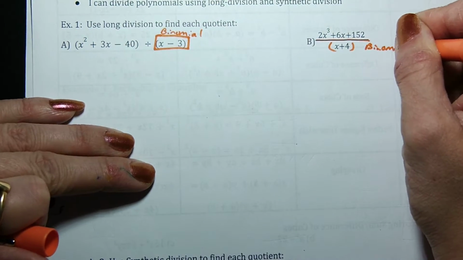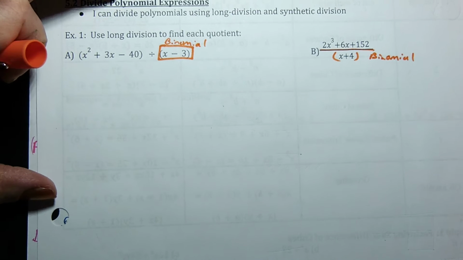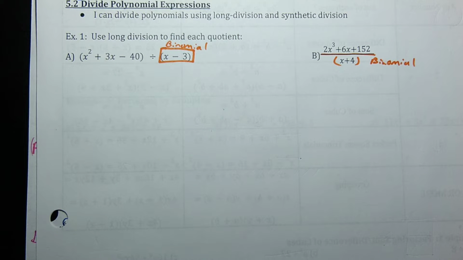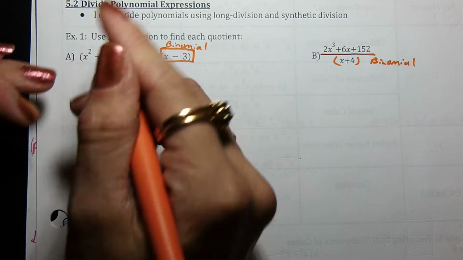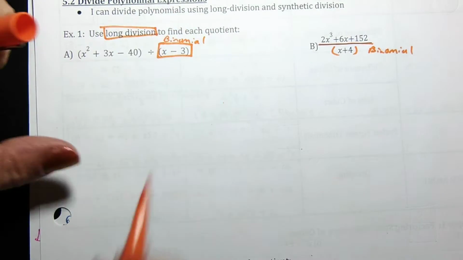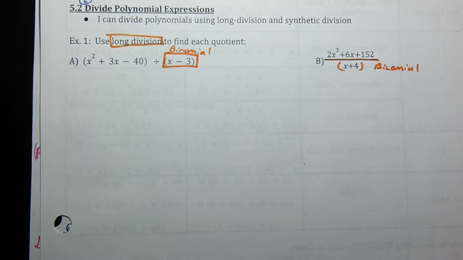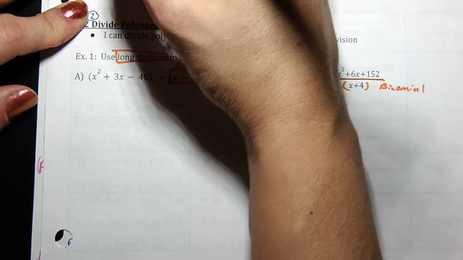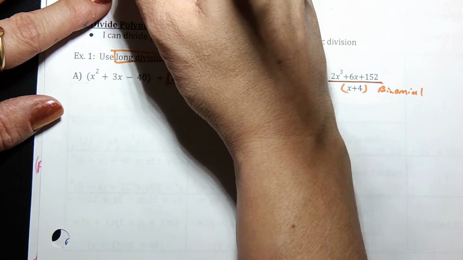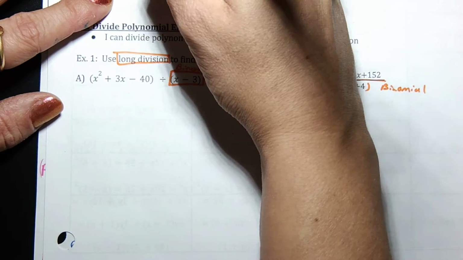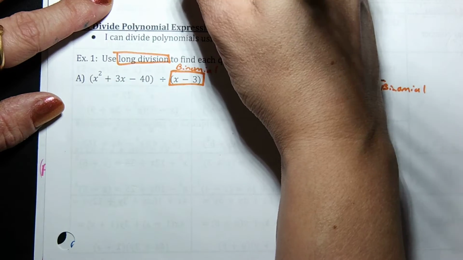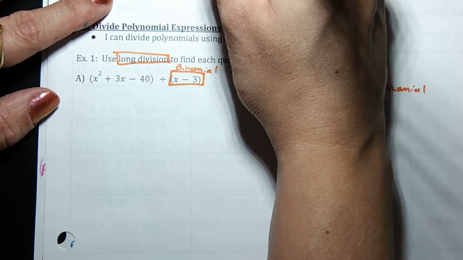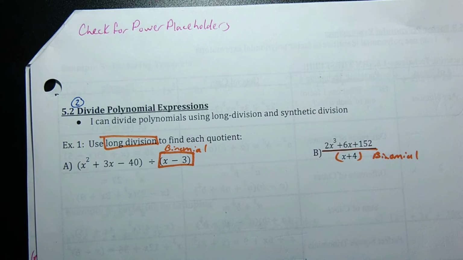And when I have a binomial or a two-chunk term, then we have to use either long division or synthetic division. So folks, our focus for today is going to be long division. We won't start synthetic division until tomorrow. The first thing that I want you to write up at the top of this page is check for power placeholders. And this is going to be your first step for both long division and for synthetic division.